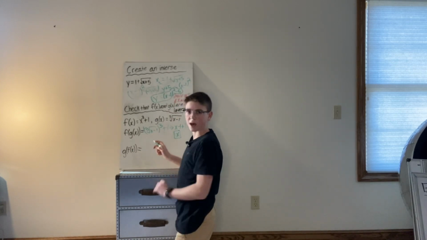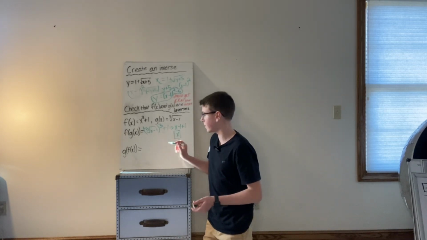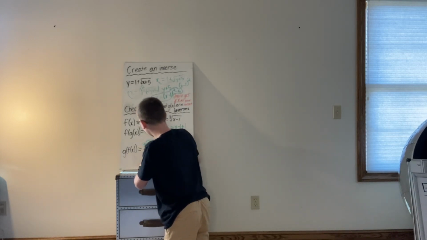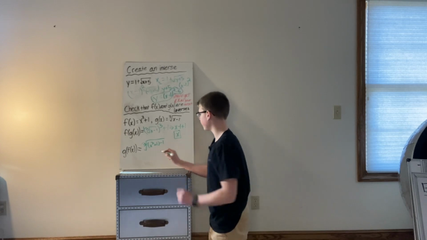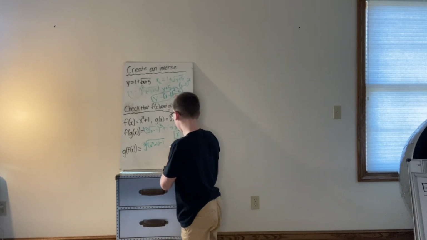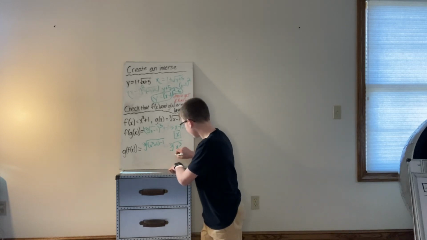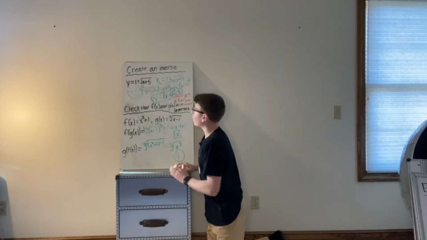So f of g of x gave us x, so that proves they're inverses, but we have to prove g of f of x too, just to be safe, I guess. So we're going to do the cube root of x cubed plus 1, minus 1. So we just plugged that into g of x as x. Now, let's just simplify these ones. So the cube root of x cubed is x. So these two equations are inverses.